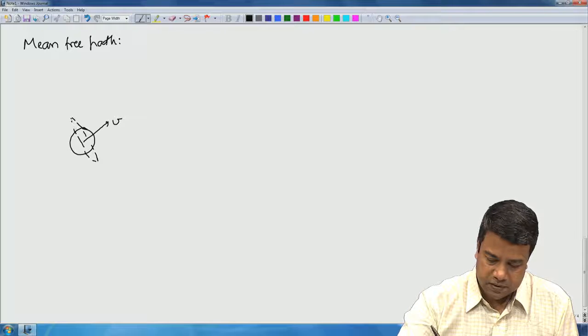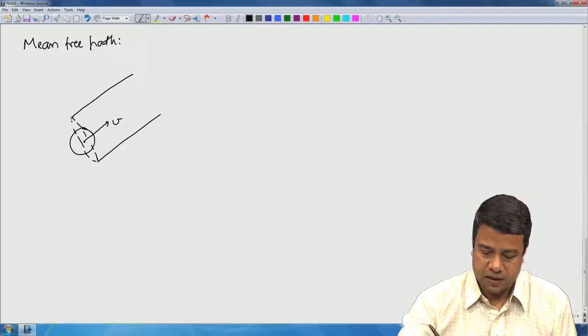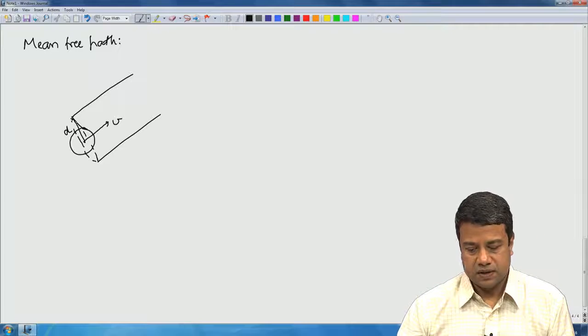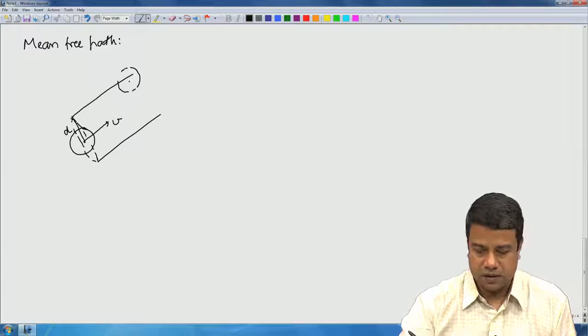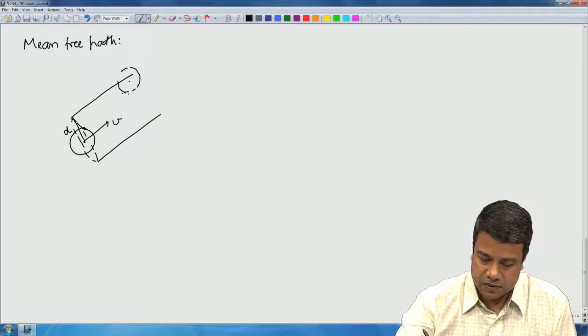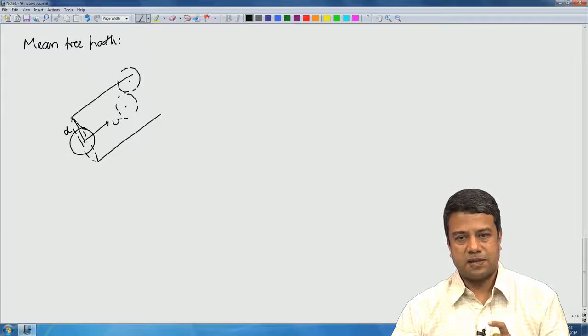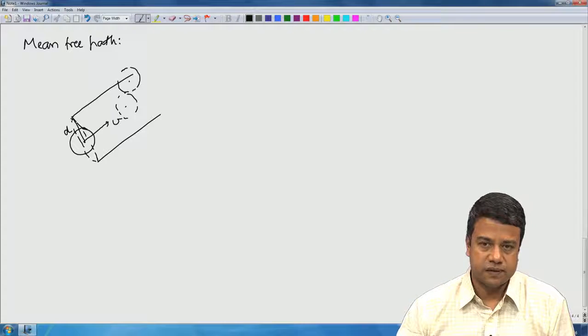This molecule will sweep out a cylindrical volume as it moves along, whose radius is equal to the molecular diameter, such that if the center of some other molecule comes within this cylinder, that means that the two molecules have collided. That means the distance between the centers of these two molecules has become less than a molecular diameter. That means that these two molecules have collided.